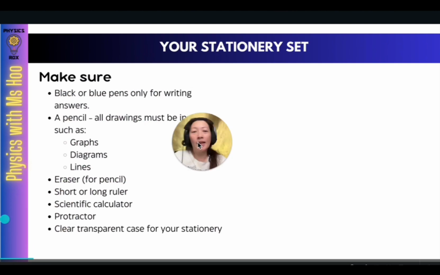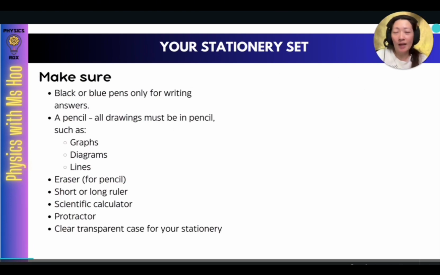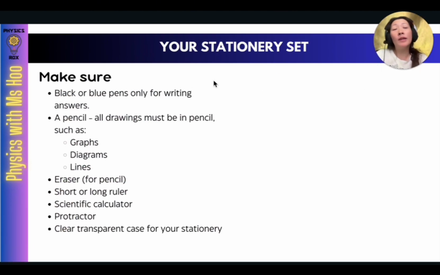Now, let's talk about your stationery set which you will need to bring in. You can only use black or blue pens for writing your answers. You must also make sure you have a pencil, preferably HB, because all drawings must be in pencil. Now, the drawings that you may have to do in your paper may include graphs, diagrams, and even lines, such as connecting lines or lines for a table. Anything which you need to draw must be in pencil.